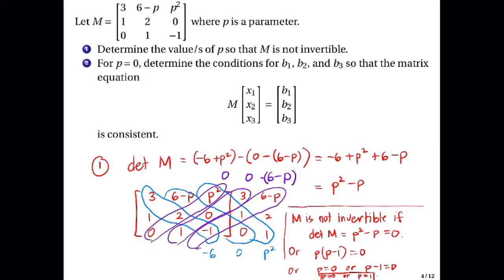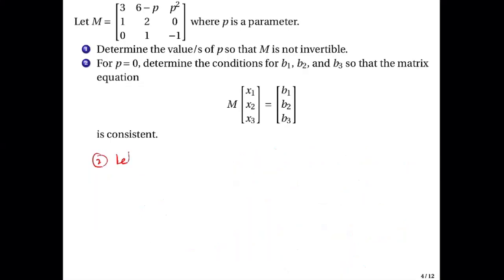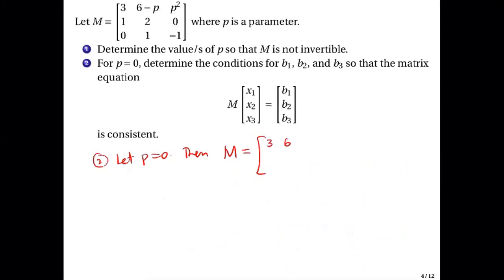For the second problem, for P equals 0, determine the conditions for B1, B2, and B3 so that the matrix equation is consistent. So for number 2, let P be equal to 0. Then M is just 3, 6, 0, 1, 2, 0, 0, 1, negative 1. Okay?